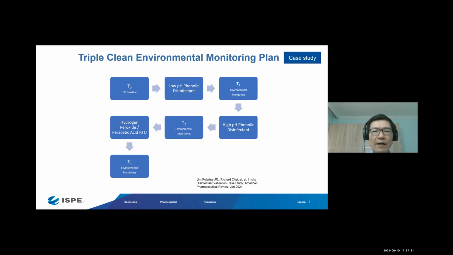Finally, after the application of the two disinfectants, they apply a sporicidal agent. In this case, it is the hydrogen peroxide and peracetic acid blend, RTU, the ready-to-use version. This is a sporicidal agent to basically address all the bacterial spores that are very challenging to kill. After that, T3 is the time point for the environmental monitoring after the application of the sporicidal agent. So next.